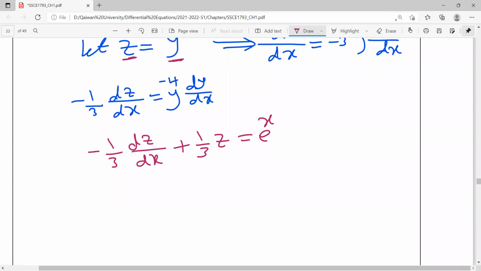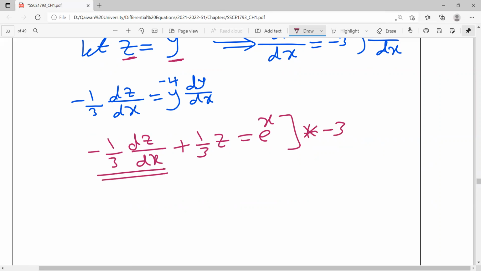And now the coefficient of the derivative must be 1. In a linear differential equation, this coefficient must be 1. How to get 1 there? Here, we should multiply both sides of the equality by minus 3. If we multiply both sides by minus 3, what do we get? We are going to multiply each term by minus 3.